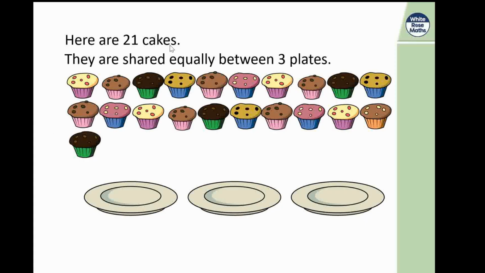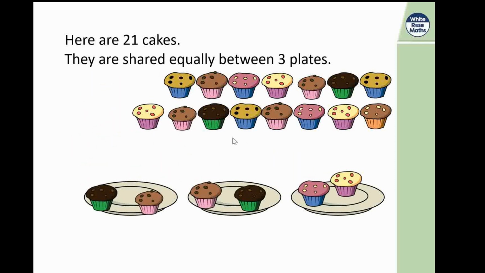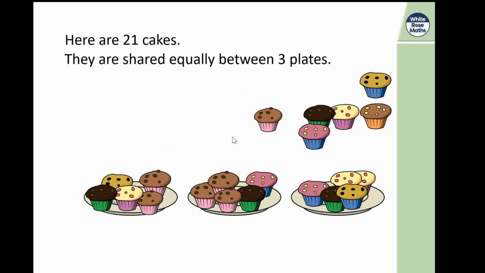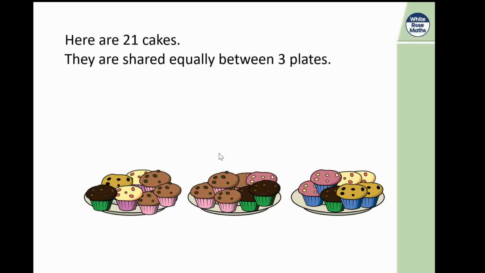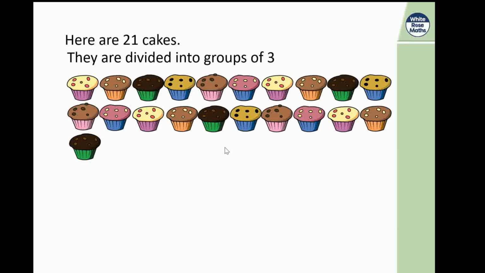Okay, here are 21 cakes. They are shared equally between 3 plates. Does anyone know how many will be on each plate? You need to know your 3 times table for this one. So 21, 7, good, well done. So that's 1, 2, 3, 4, 5, 6, and 7. I know this because it's part of the 7 times table, which I learnt a lot when I was your age, because it was one of the more difficult times tables. 21 divided by 3 equals 7.